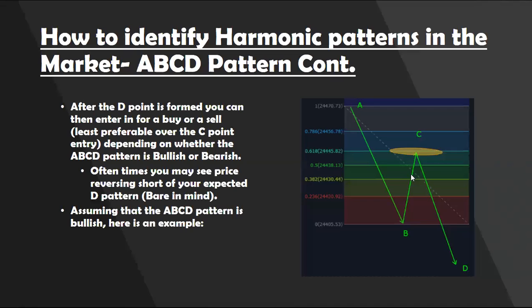Now, if price stops short, we will have a Gartley pattern, and now this will not be an ABC. This will be an X. This will be an A, and then now this will be a C, and this reversal point will be your D point. Okay, so just keep that in mind. I'll talk about that later on as well.